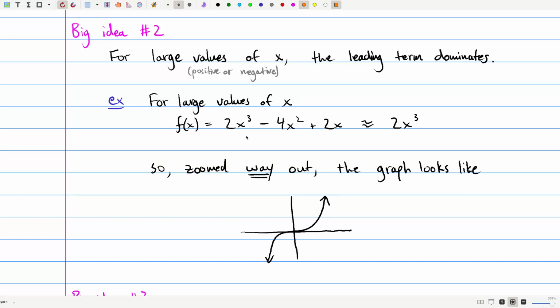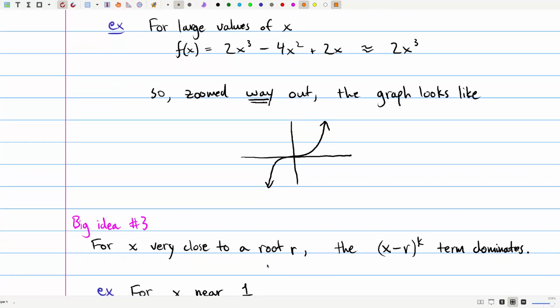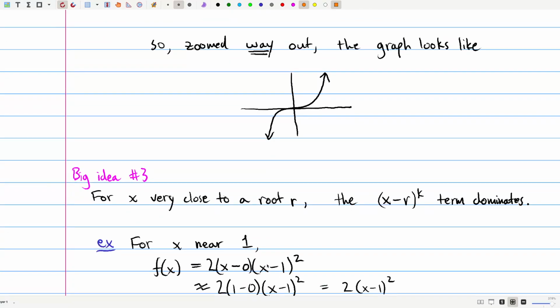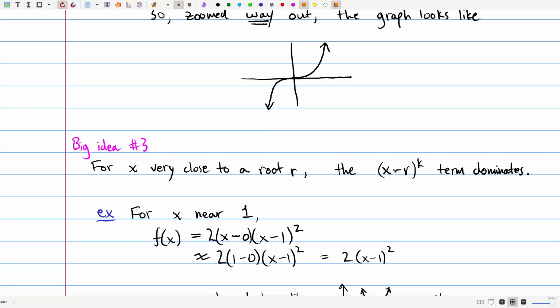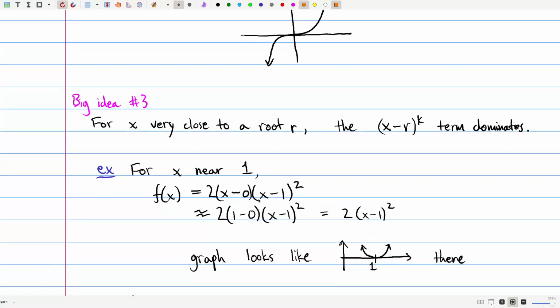So in this case, we know that when x is very positive, it is increasing and positive, and when x is very negative, it is decreasing and negative. And finally, big idea number 3: for x very close to a root, the x minus r to the k term dominates. So the factor just corresponding to that root r is the one that matters. So let's see why that is.